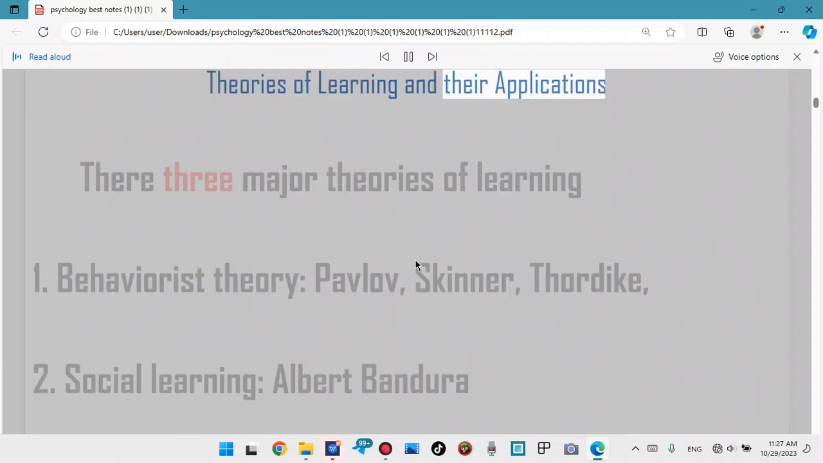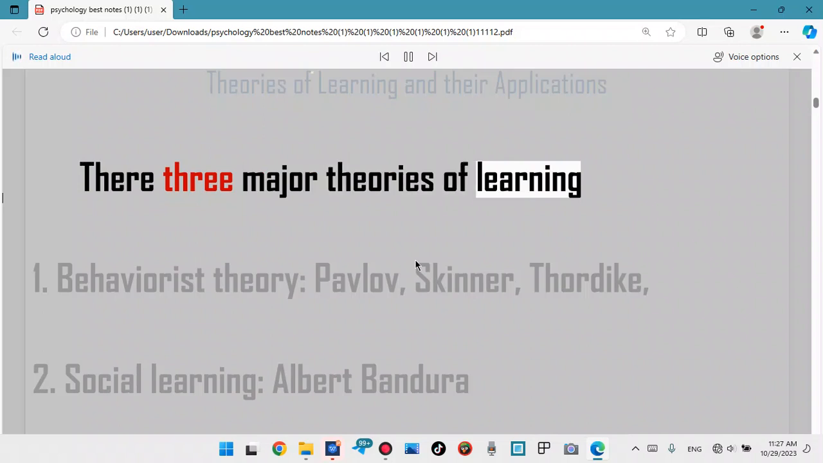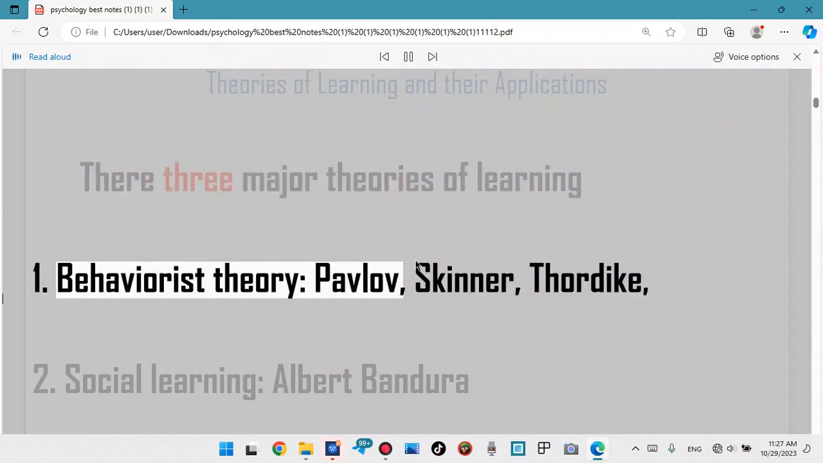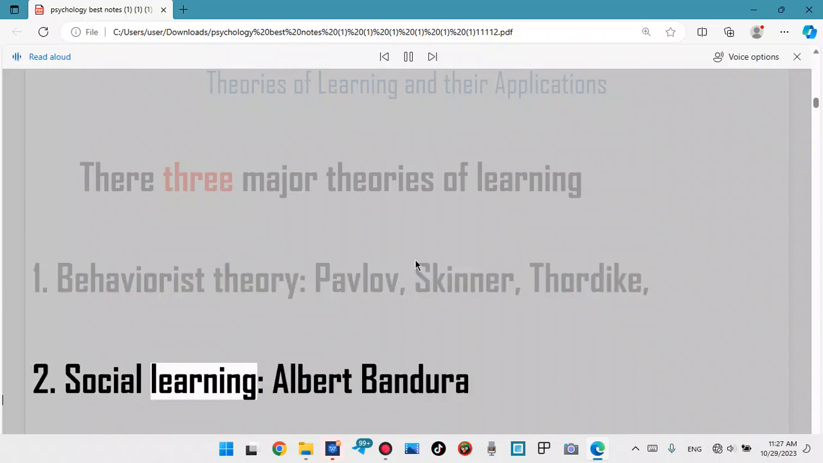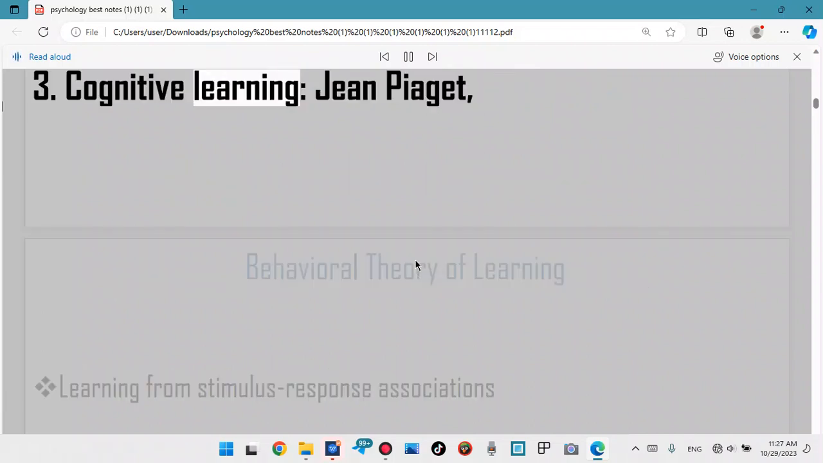Theories of learning and their applications. There are three major theories of learning. 1. Behaviorist theory: Pavlov, Skinner, Thorndike. 2. Social learning: Albert Bandura. 3. Cognitive learning: Jean Piaget.